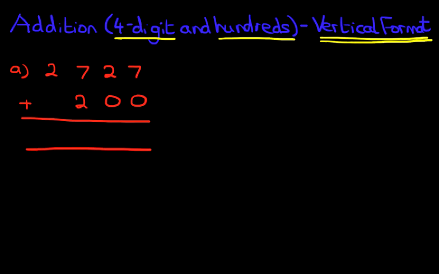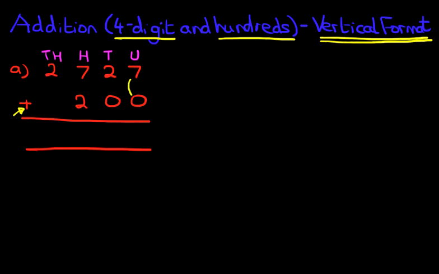Okay, so our question is 2,727 plus 200. Now I'm sure some of you are going to shout the answer out. That's perfectly fine, but let's work through this slowly. Okay, let's label the columns: units, tens, hundreds, and thousands. And where do we start our addition? On the right hand side.